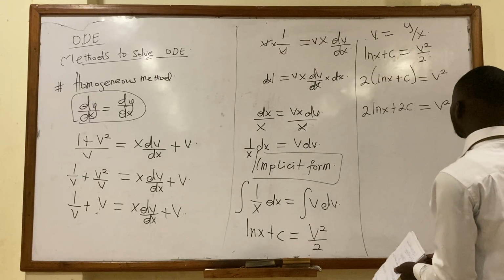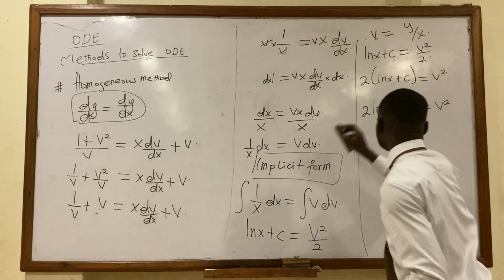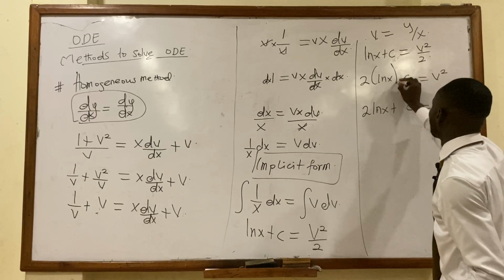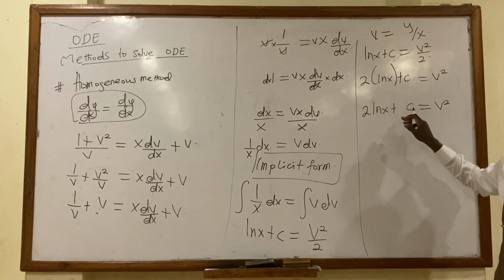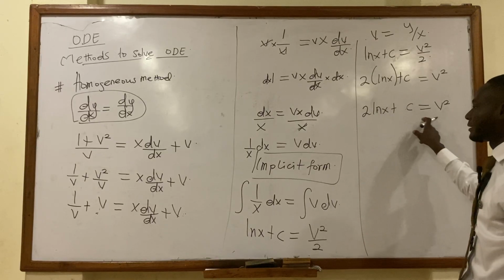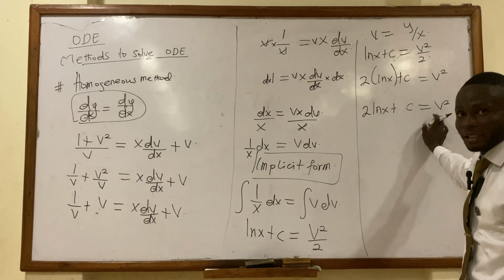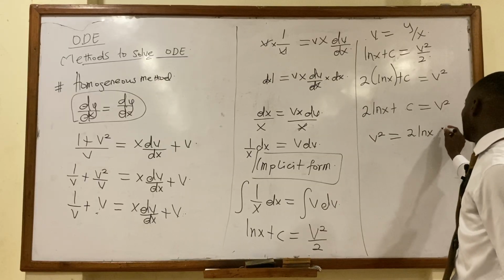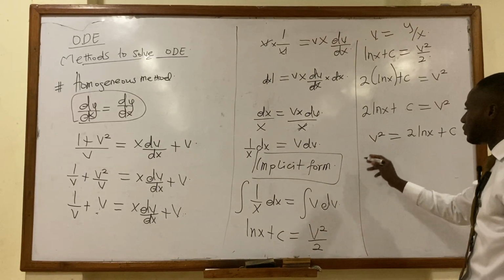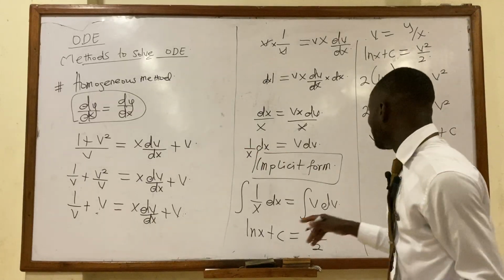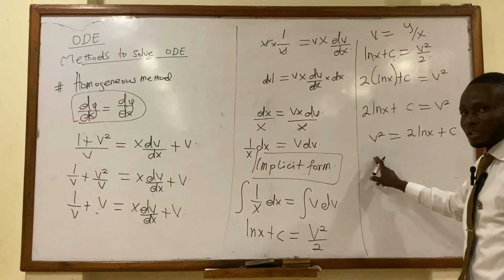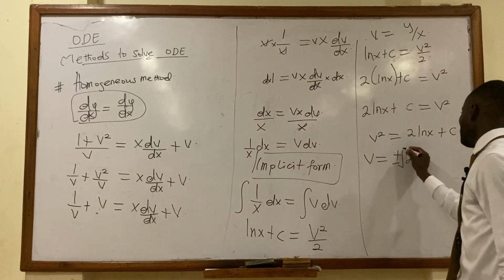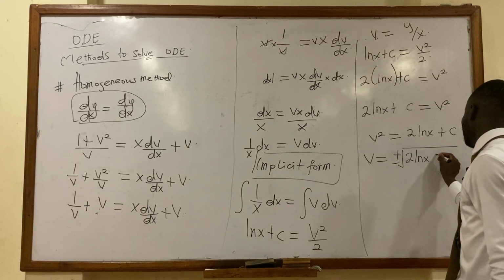So from here, we know that whatever we do doesn't affect the constants, all right? So we have 2 ln x plus c, right? Now we need v, not v squared. So we say that v squared is equal to 2 ln x plus c. So we take the square root on both sides, the square root of this function and the square root of v squared, right? So we have v is equal to plus or minus the square root of 2 ln x plus c.